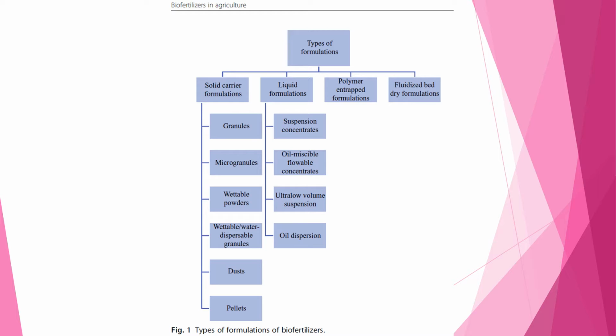All of this can be quite similar. It's just depending on the size range. You can just mention a few examples. In the liquid form, it can be in the suspension concentrates, or in oil miscible flowable concentrates, or ultra low volume suspension, or oil dispersion. And so mainly they will be in like an emulsion, oil in water or water in oil form.